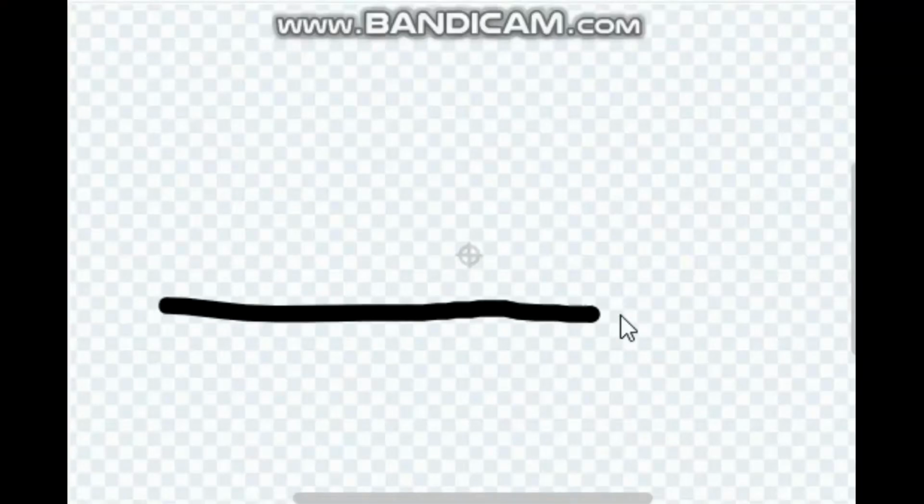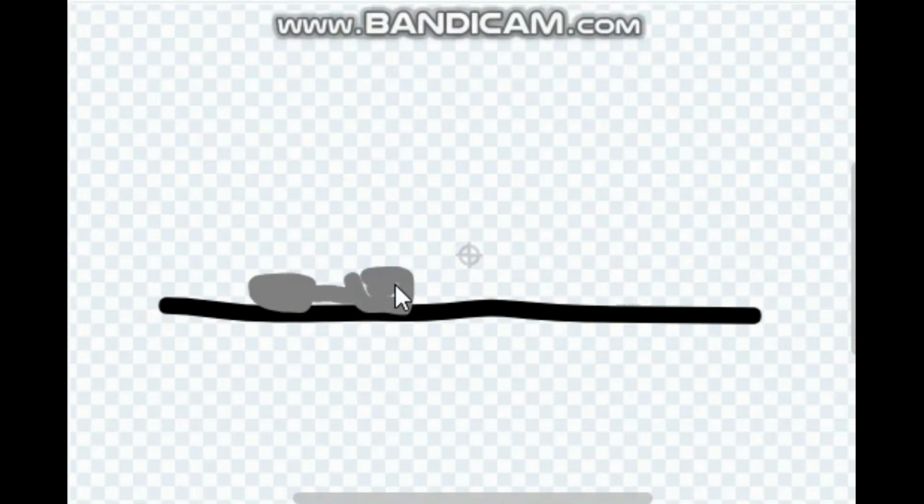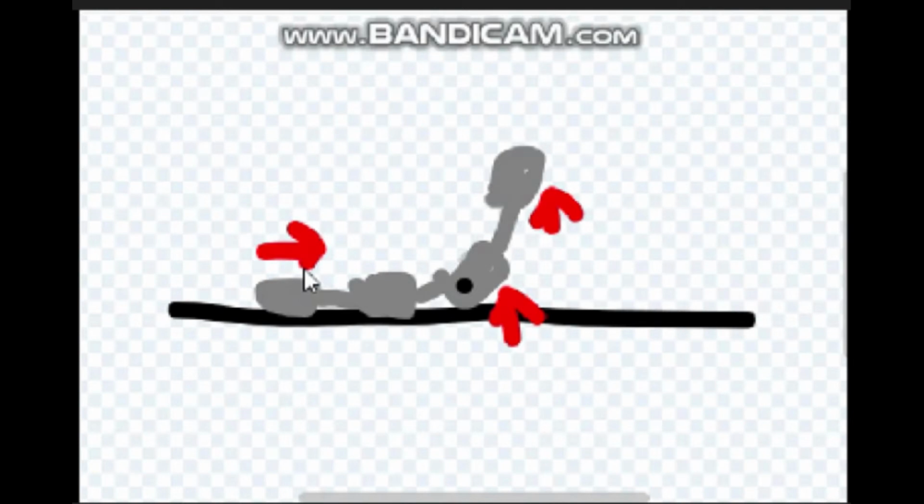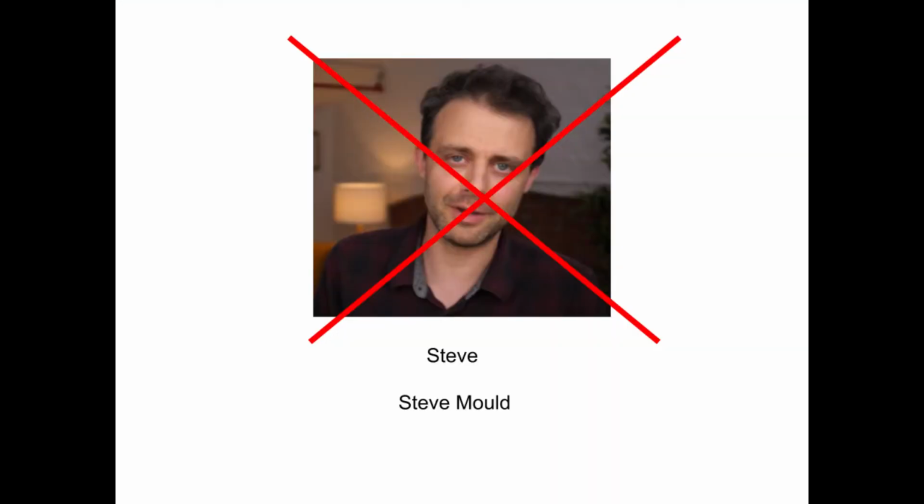Basically, Steve Mould describes in this video that the beads are actually levers which constrain how much they can rotate. In the simplified image of the video you just saw, the black dot over here represents the fulcrum and the red arrows on the sides represent the lever force. So, in this video, I'll be explaining my theories and at the same time, I'll be proving Steve Mould wrong.